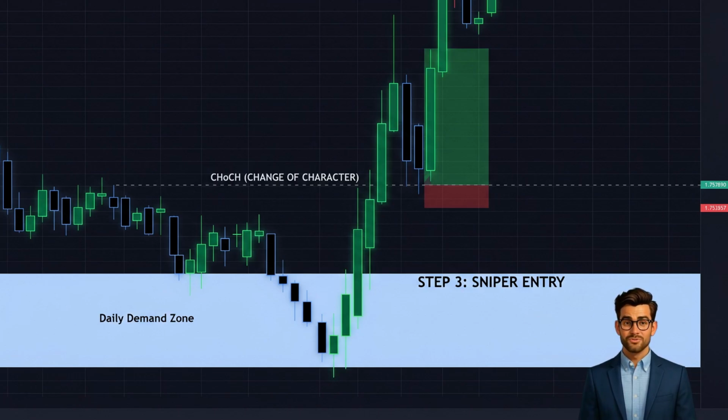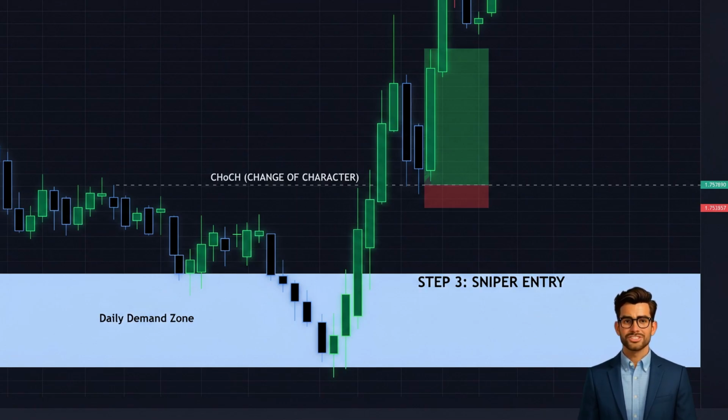The daily, the 4-hour, and the 15-minute order flow are now pointing in the exact same direction. Total time frame alignment has been achieved. Once the change of character prints, the institutions leave behind a footprint, an unmitigated order block on the 15-minute chart. You wait for a tiny, quiet pullback directly into that freshly created 15-minute demand base. You place your buy limit order exactly at the top of the zone. You place your stop loss just a few pips below the 15-minute swing low.